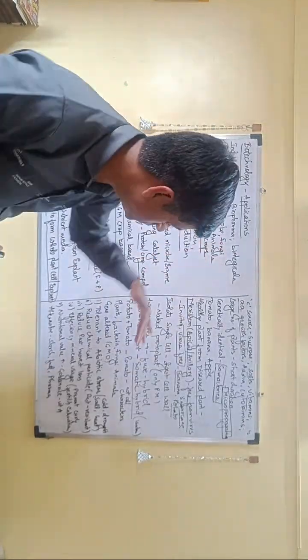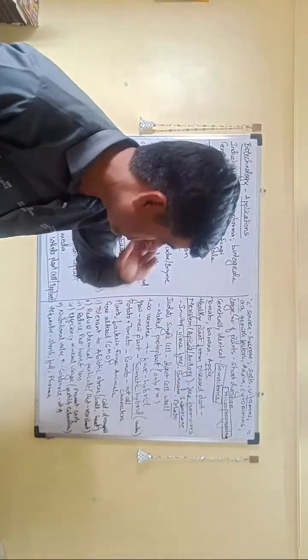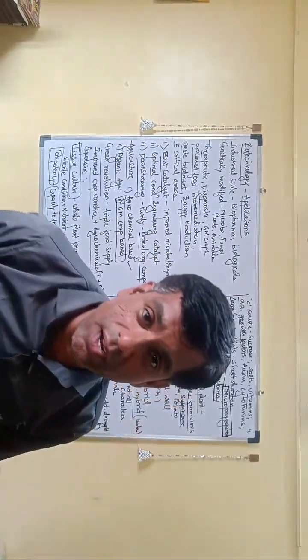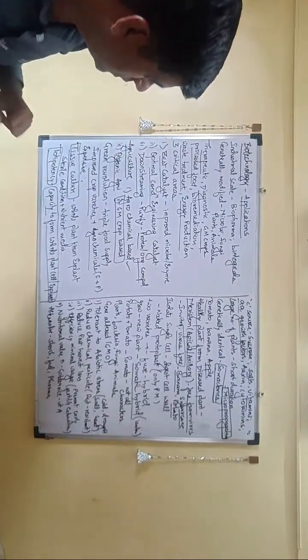So here the examples are banana, which is common in both the cases. There it was tomato, and it is potato. There it was apple, here it is sugarcane. So virus-free plants, the examples: banana, sugarcane, and potato. Yes, here you have the potato.